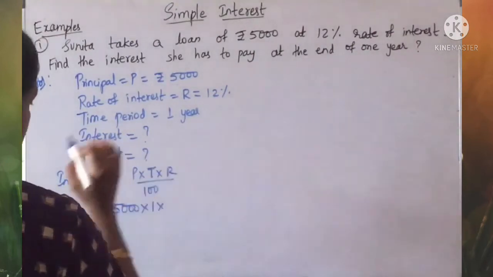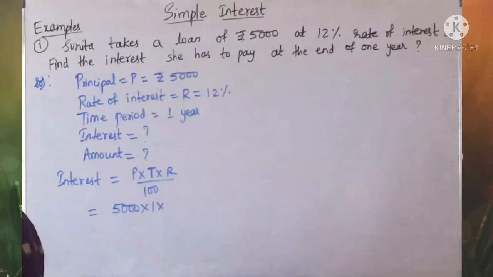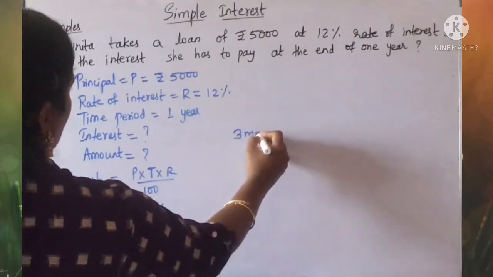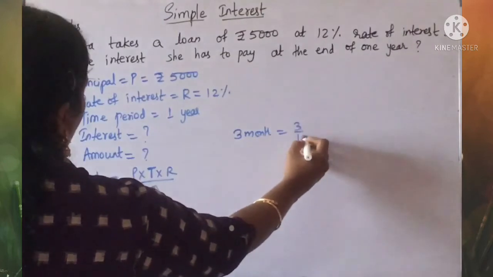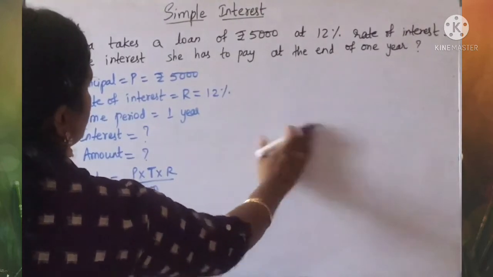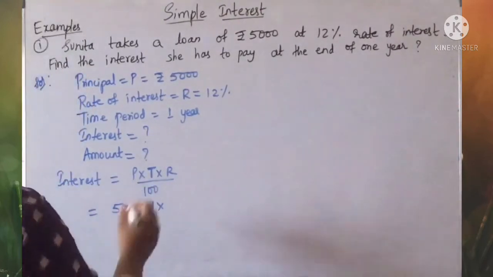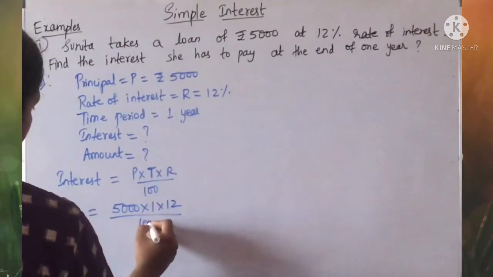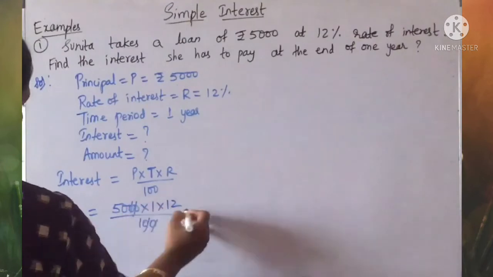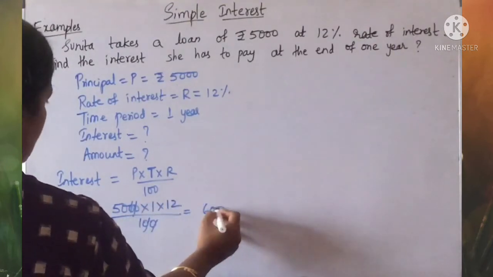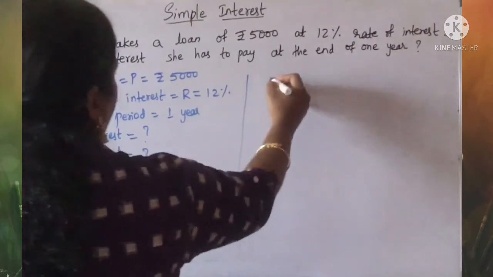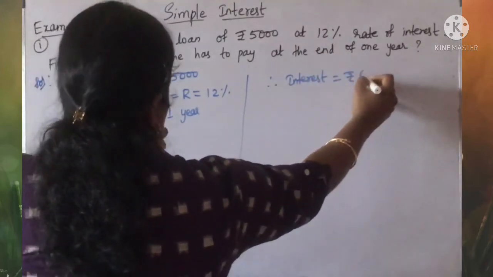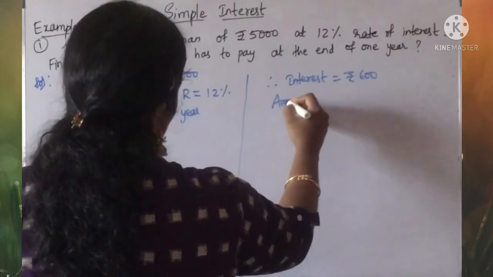Time period will be in years only, children. If they give in months, you have to convert into years and write. For example, 3 months means we have to write as 3 by 12. Okay. Now 6 months means 6 by 12. Now time period is 1 year and rate of interest is 12 by 100. So when I calculate, cancel this, so 12 by 60, so 600. So interest will be rupees 600.